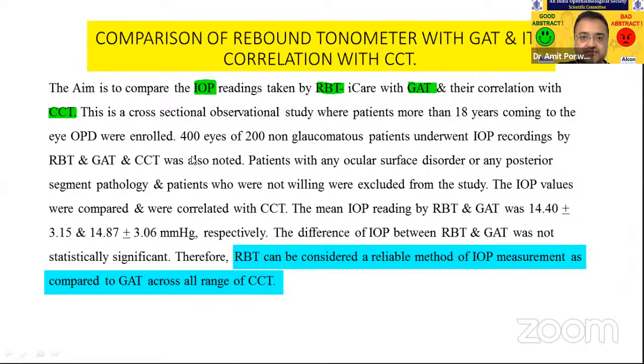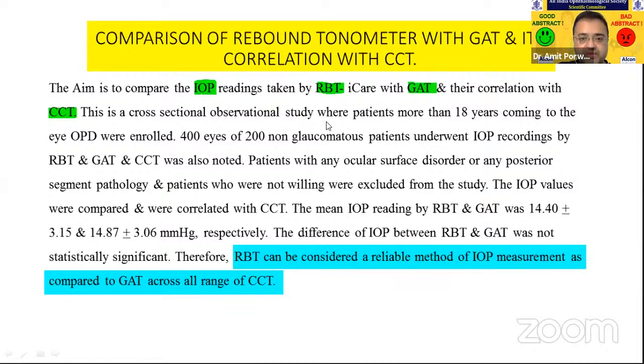Then coming to the result. The aim is to compare the IOP readings taken by RBT with GAT and the correlation with CCT. This was the aim of the study. And what is the conclusion? RBT can be considered a reliable method of IOP measurement as compared to GAT across all ranges of CCT. Now, this is the conclusion.